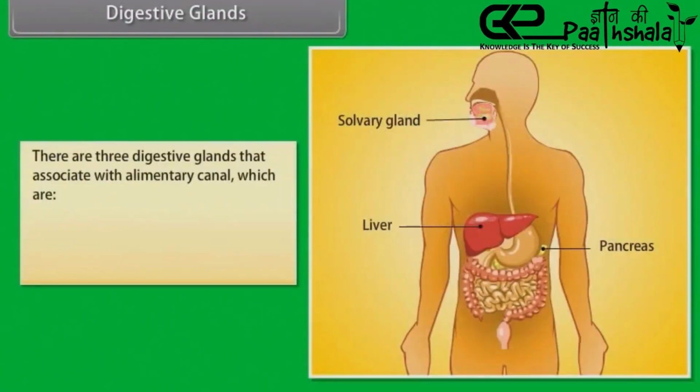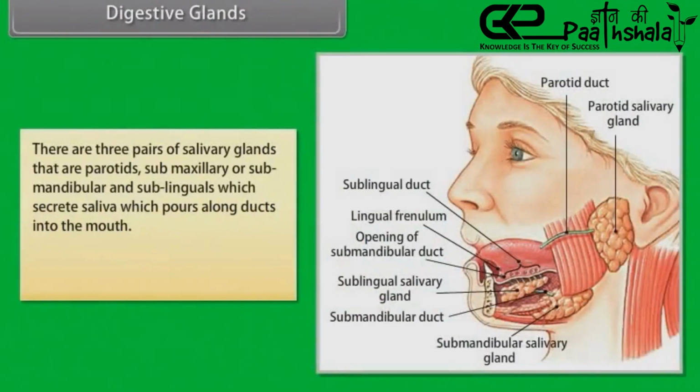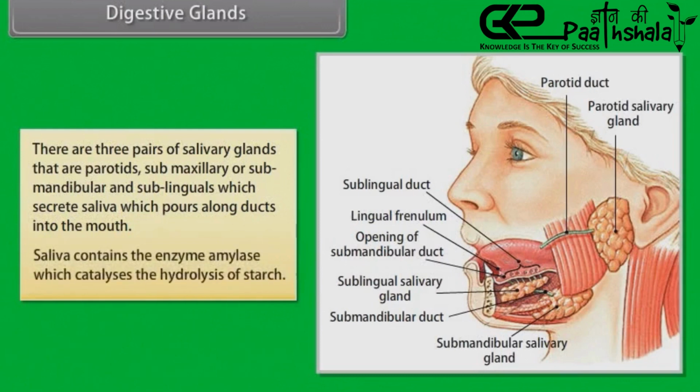There are 3 digestive glands that associate with the alimentary canal, which are salivary glands, liver, and pancreas. There are 3 pairs of salivary glands: parotids, submaxillary or submandibular, and sublinguals, which secrete saliva, which pours along ducts into the mouth. Saliva contains the enzyme amylase, which catalyzes the hydrolysis of starch.